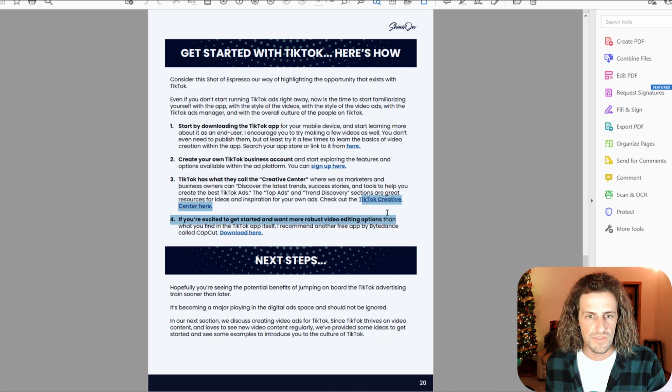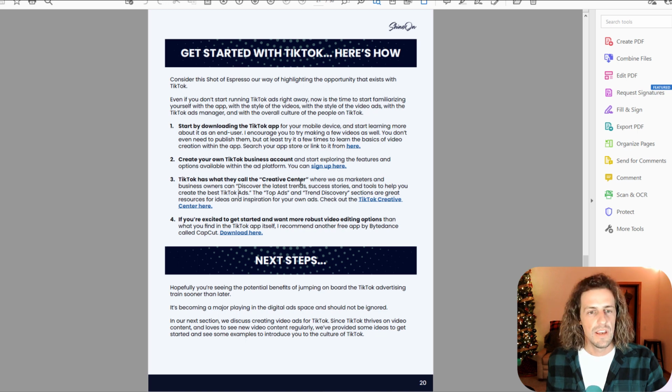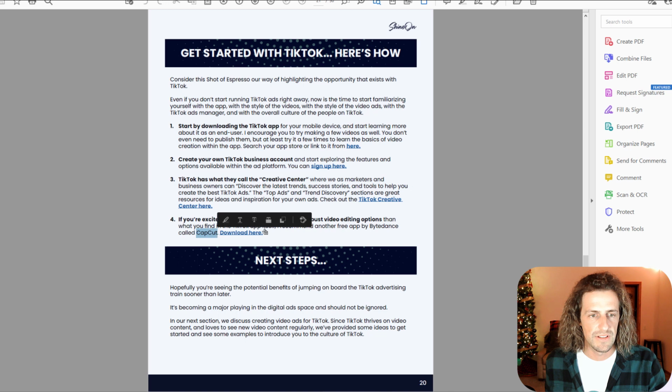If you want to just go and see what other TikTok advertisers are doing, you can check that out there. That's a great resource. And number 4, I do mention the app CapCut is a great method for editing videos.